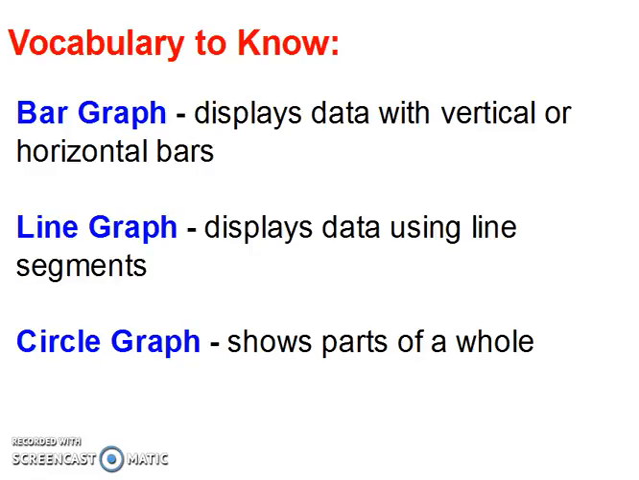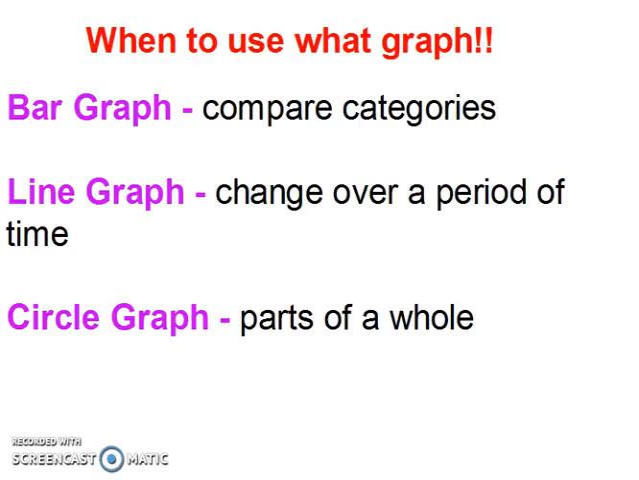A bar graph is a graph that displays data with vertical or horizontal bars. A line graph is a graph that displays data using line segments. A circle graph shows parts of a whole. So when to use what graph? You use a bar graph when comparing categories, a line graph for change over a period of time, and a circle graph for parts of a whole, like percentages.